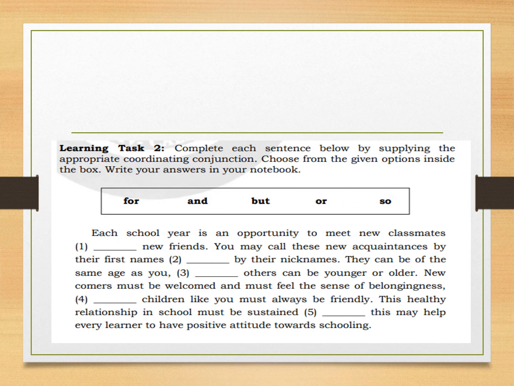Now, let's move on now to learning task 2. Complete each sentence below by supplying the appropriate coordinating conjunction. Choose from the given options inside the box. Write your answers in your notebook. So we have for, and, but, or, and so.